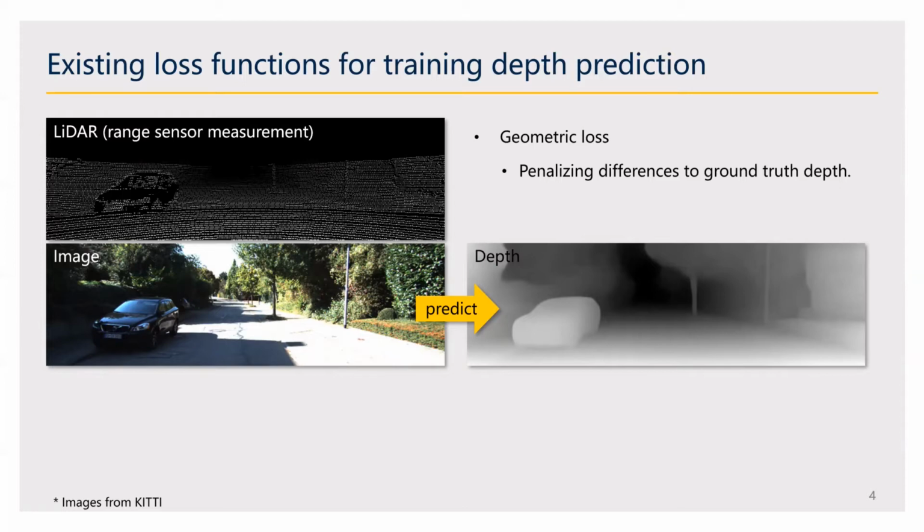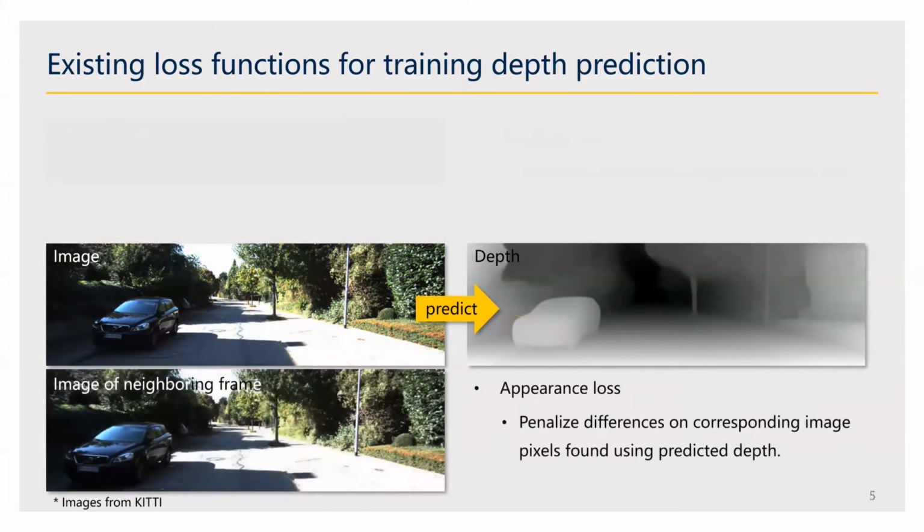The first is geometric loss. For each pixel in the image, we penalize the difference between the predicted depths and ground truth depths at the same location. The second type is appearance loss. It penalizes the difference on corresponding image pixels found using the predicted depths.